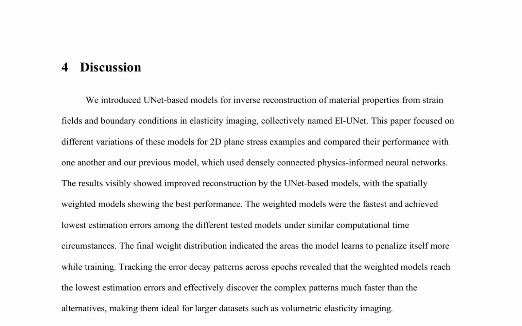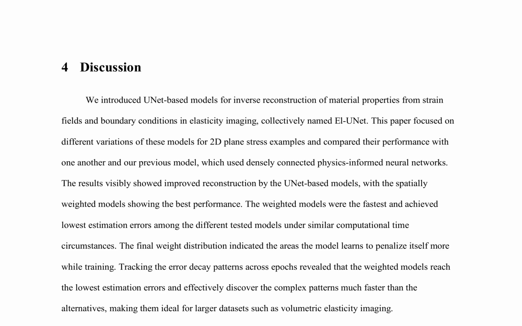The paper introduces UNet-based models, collectively named El-UNet, for inverse reconstruction of material properties from strain fields and boundary conditions in elasticity imaging. The authors compare the performance of different variations of these models for 2D plane stress examples with their previous model, which used densely connected physics-informed neural networks, PIN. The results show improved reconstruction by the UNet-based models, with the spatially weighted models exhibiting the best performance.